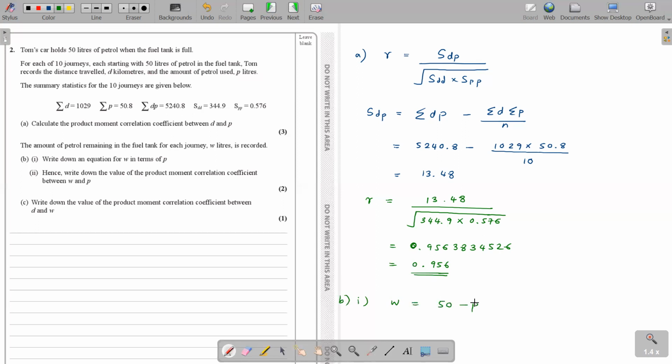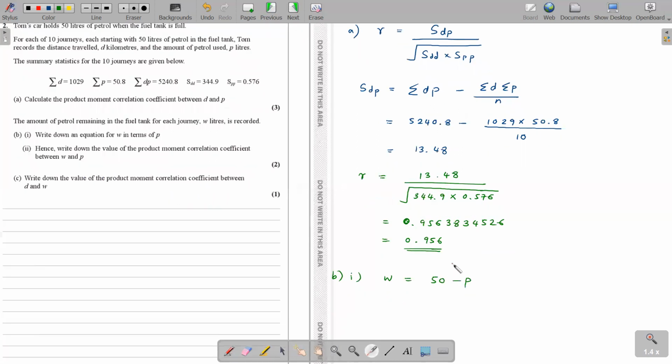Right? Because 50 liters is what you have. P is the amount that you consume, the amount that you use. So from the amount we had at the beginning, if you subtract the amount that you use, you get the amount that is remaining, the remaining fuel in the tank. Do you agree? It's just a simple thing. Hence, write down the value of the product moment correlation between W and P.